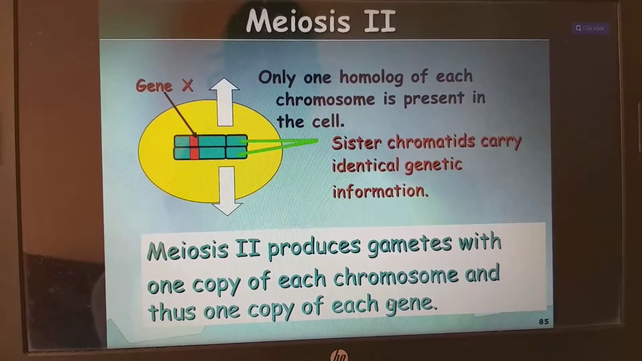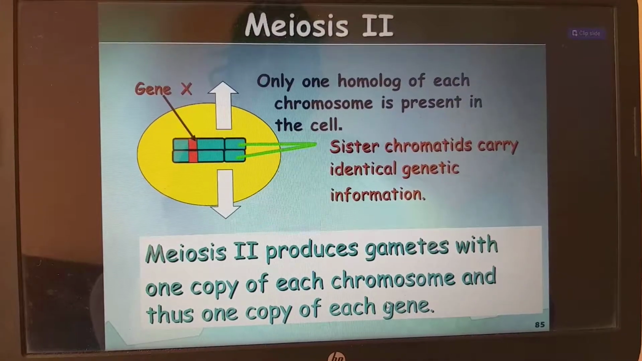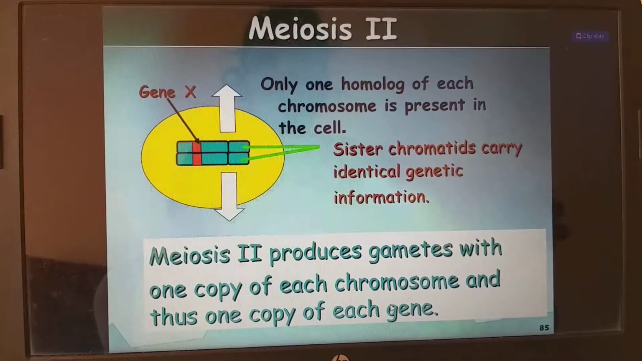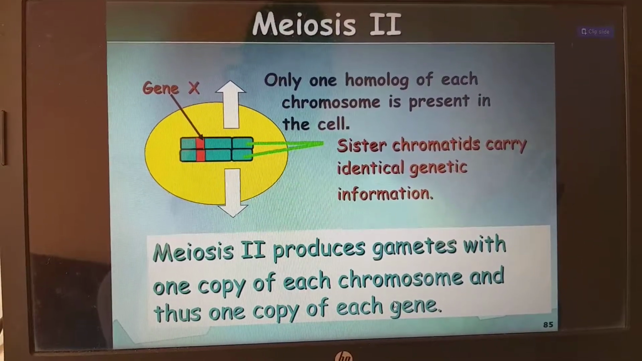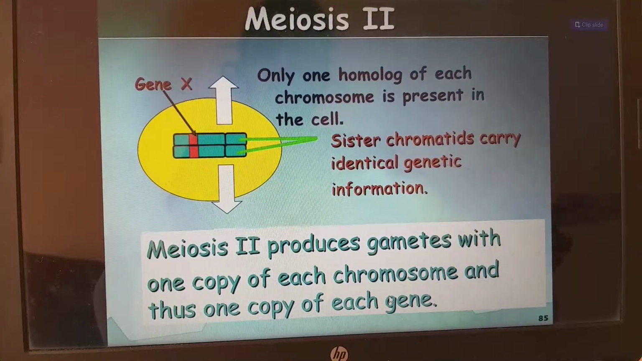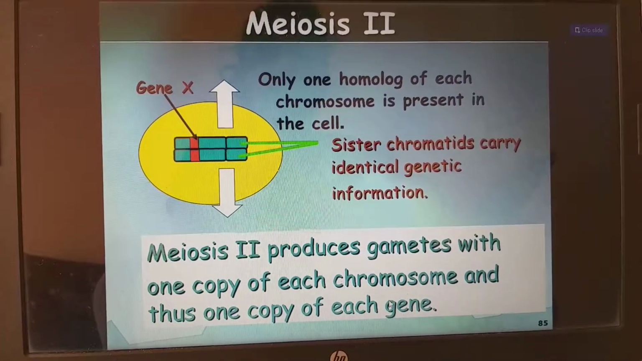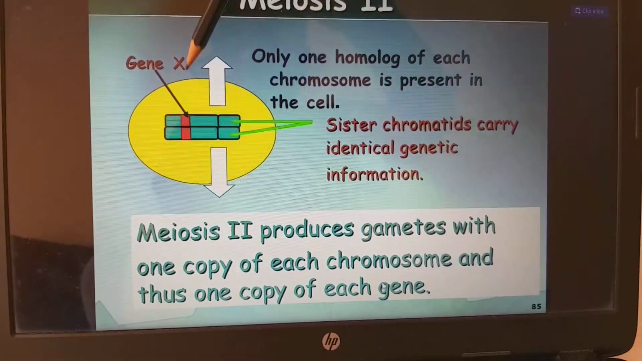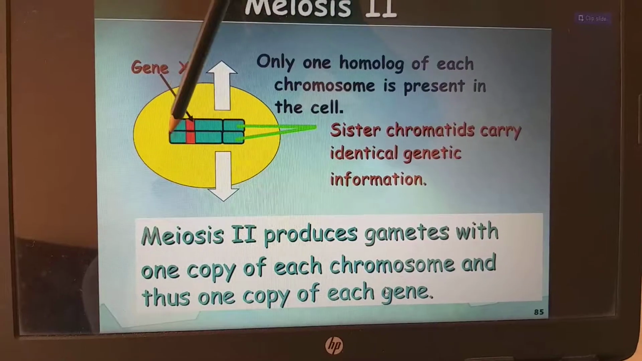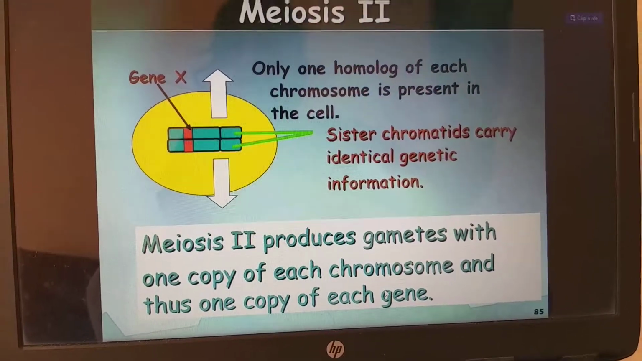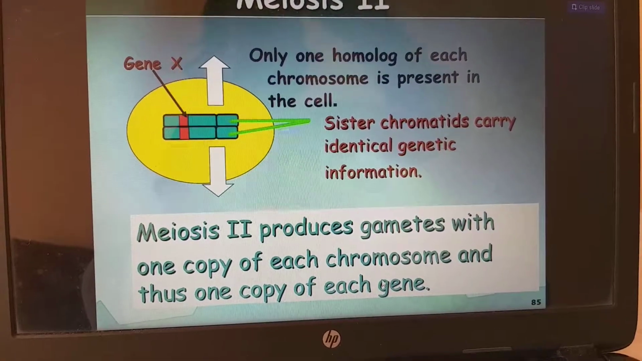Next, meiosis 2. Only one homologous chromosome of each pair is present in the cell. So now the sister chromatids carry identical genetic information. Meiosis 2 produces gametes with one copy of each chromosome and thus one copy of each gene. Now meiosis 2 is nothing but the splitting at the centromere. This splitting of the centromere does not happen in meiosis 1.